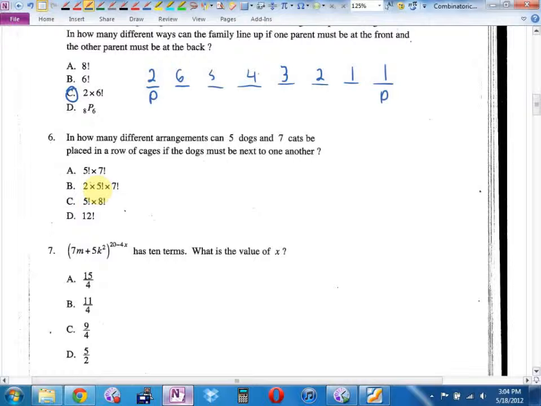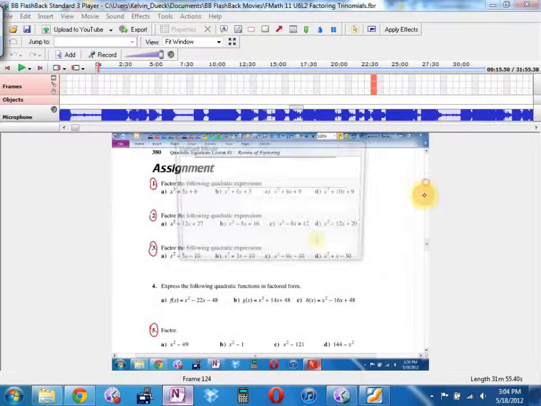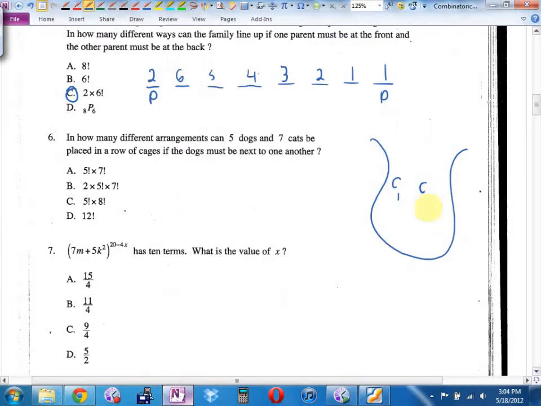How many different arrangements can 5 dogs and 7 cats be placed in a row of cages if the dogs and cats must be next to one another? So if we go with our Scrabble grab bag analogy, we have 7 cats. Cat 1, cat 2, cat 3, cat 4, cat 5, cat 6, cat 7. And then the dogs have to be beside each other. Dogs 1 to dog 5. Okay. How many tiles are there in the grab bag grand total? That's how many ways you can mix those up.